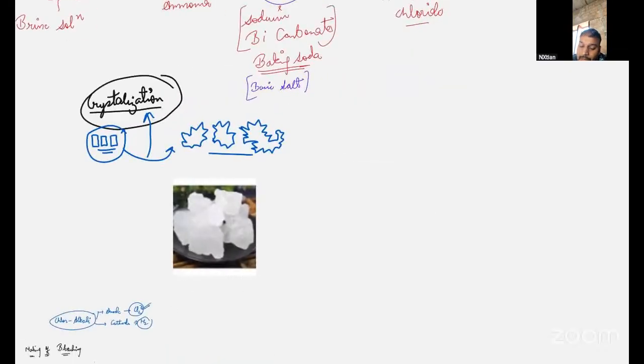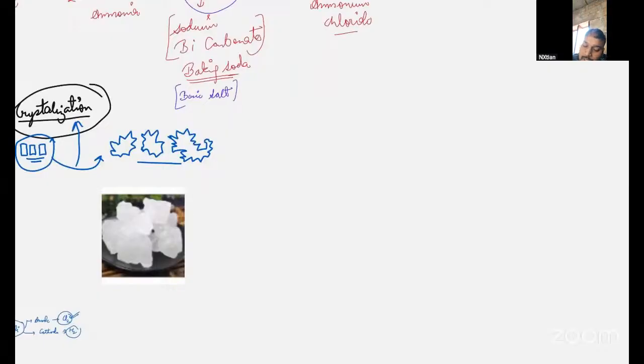So basically, crystallization means, everyone please pay attention. Crystallization is basically the process of forming of crystal, like we can see in the picture. It is the forming of crystal. Yes, David.